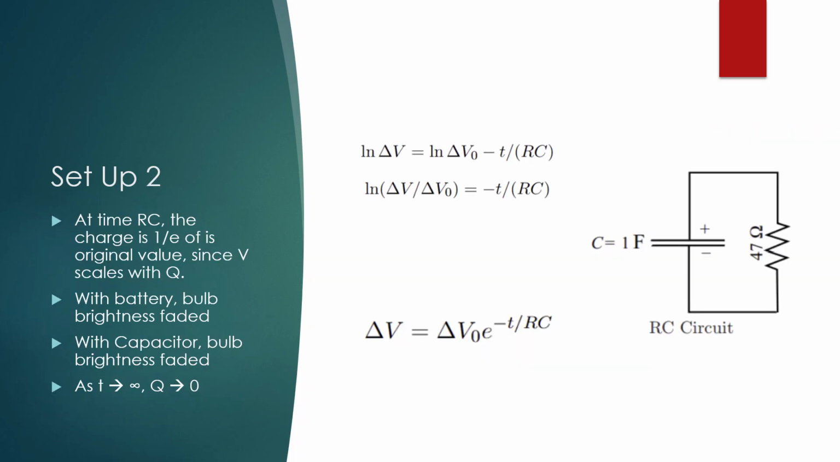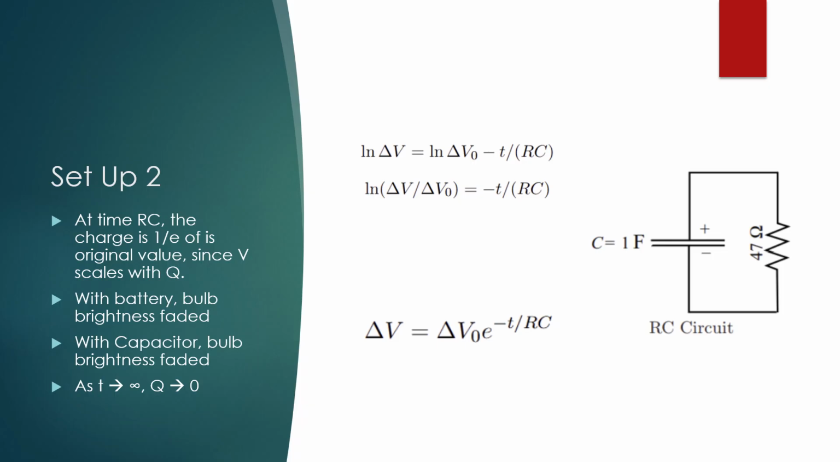In the second setup, we charged the capacitor and then connected the capacitor to the resistor. The relevant differential equations that describe the current over time are displayed there. Basically, if you graph the natural log of the potential over the initial potential, it should give a straight line with slope negative 1 over RC, that is, negative t over RC. And at time RC, the potential should be at 1 over e of its original value, since V scales directly with Q. You can see in the equation right there that when t is RC, the proportion is 1 over e.